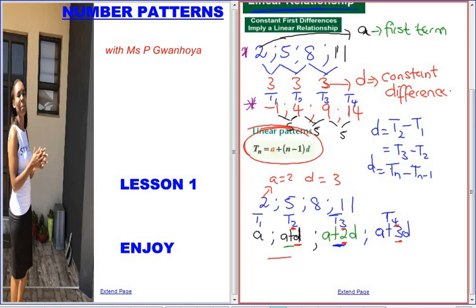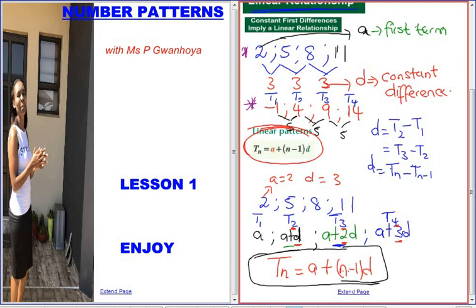So what it means is that if I am dealing with Tn, I'll also say A plus, but I have to reduce my number of D's by 1. That is why you will have n minus 1 D. So this is the formula we are going to use to get to what we call the general term. Some of you may wonder, why general term? Why do I need that formula?